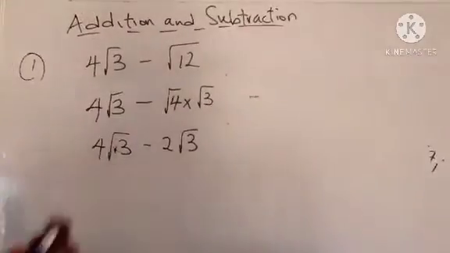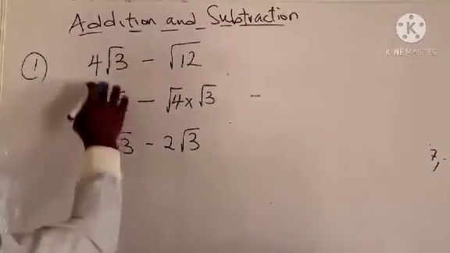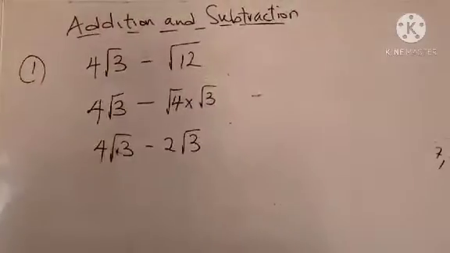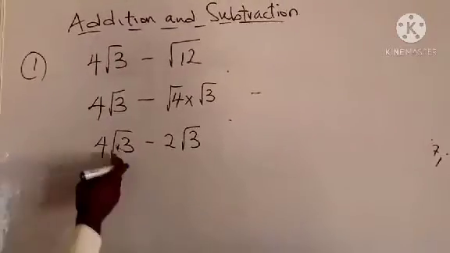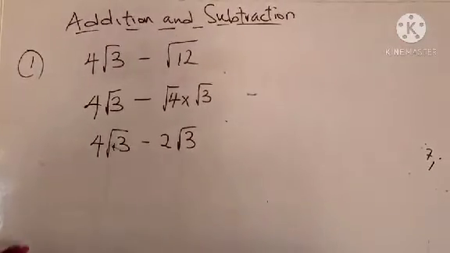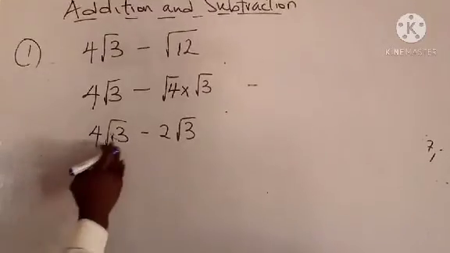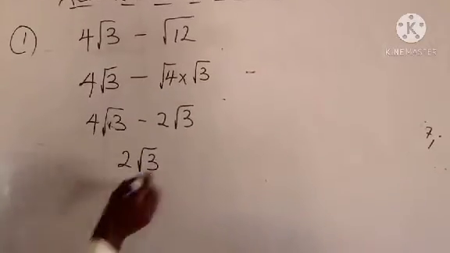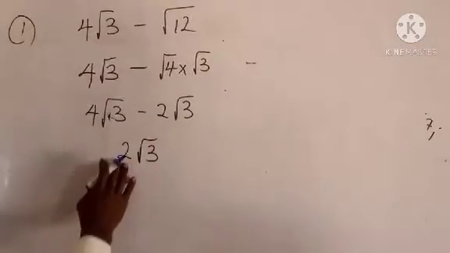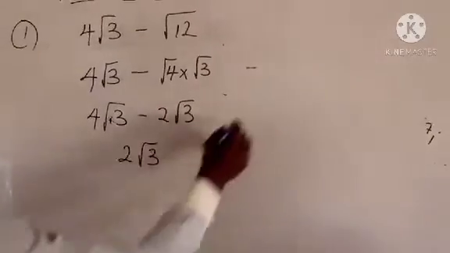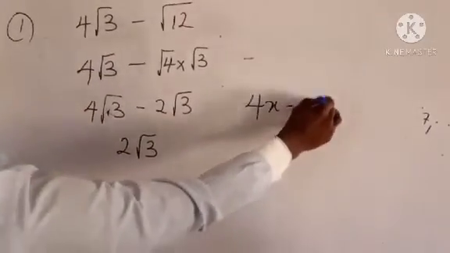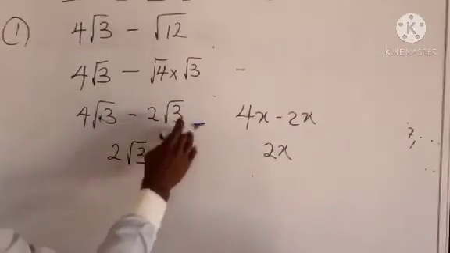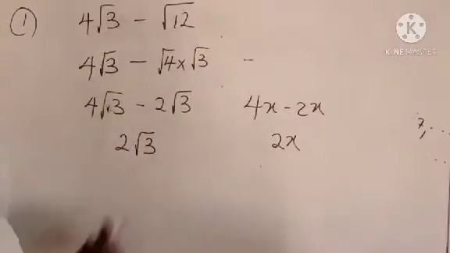You can now see that both surds are like. Originally, it looks like they are not, but after simplifying, you can see that the surds are now like. Imagine you're asked 4 eggs minus 2 eggs. What do you have? 2 eggs. So in this process, 4 root 3 minus 2 root 3 gives 2 root 3. Why? Because 4 minus 2 gives 2. The root 3 is the form, just like having 4x minus 2x. What you have is 2x. So 4 root 3 minus 2 root 3 gives 2 root 3.